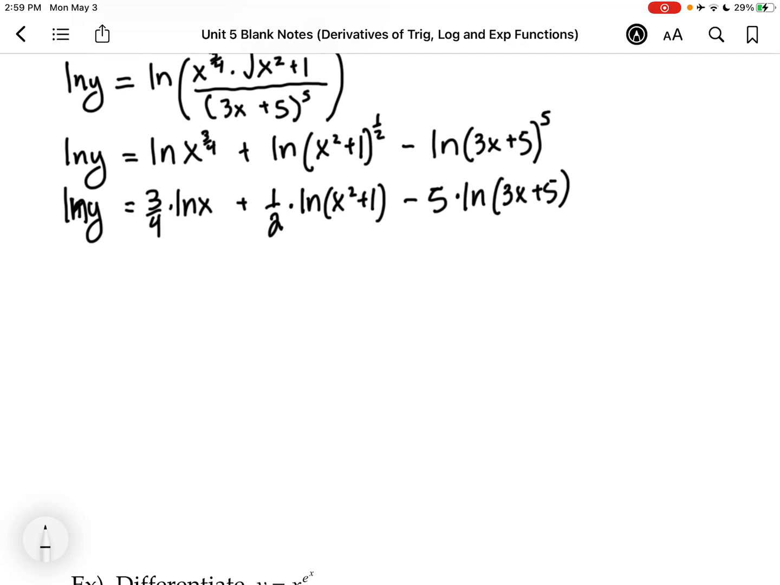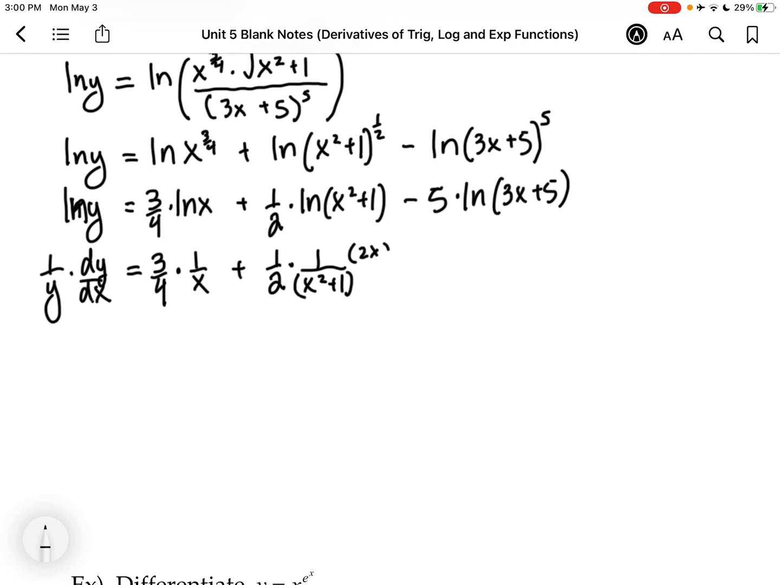On the left side, if I'm taking the derivative of ln y, I'm going to basically have 1 over y times dy dx. And that's going to equal 3/4 times 1 over x plus 1/2 times 1 over x squared plus 1. And then we have to multiply that by the derivative of x squared plus 1, which is 2x, minus 5 times 1 over 3x plus 5 times the derivative of 3x plus 5, which is 3.